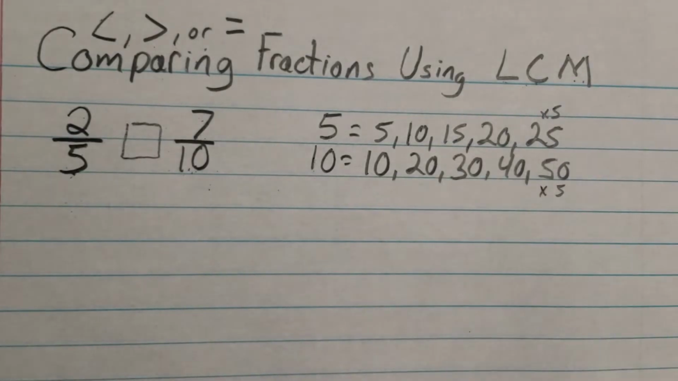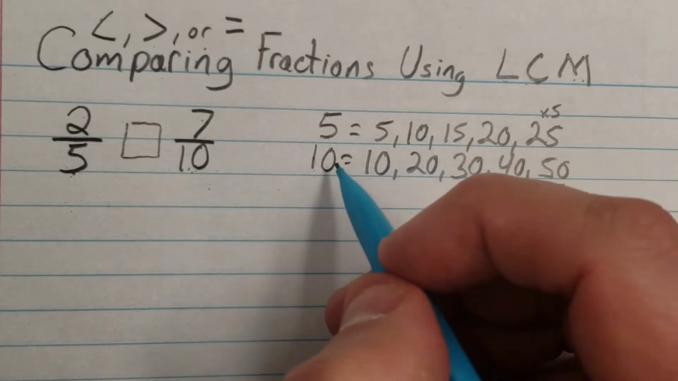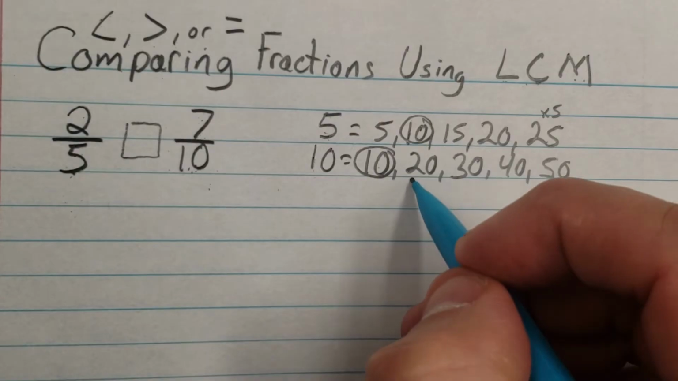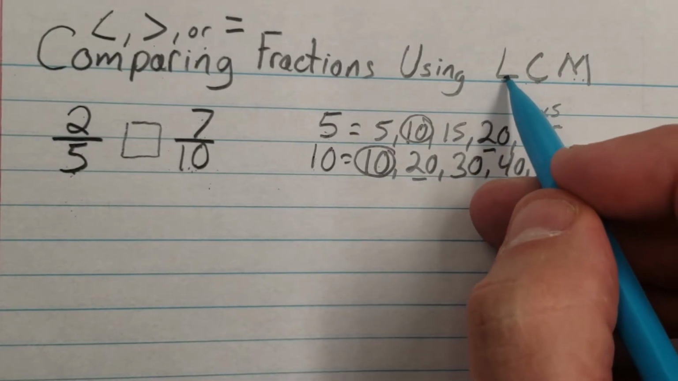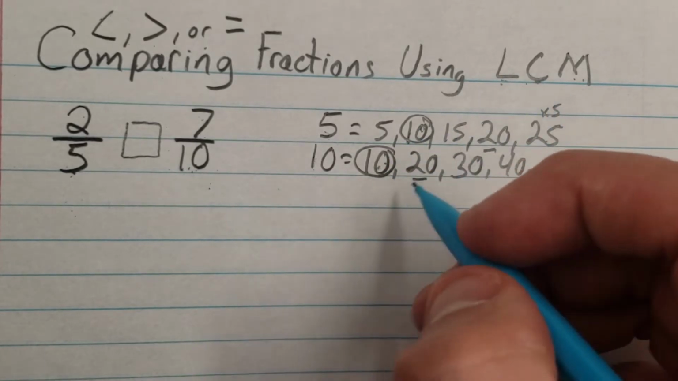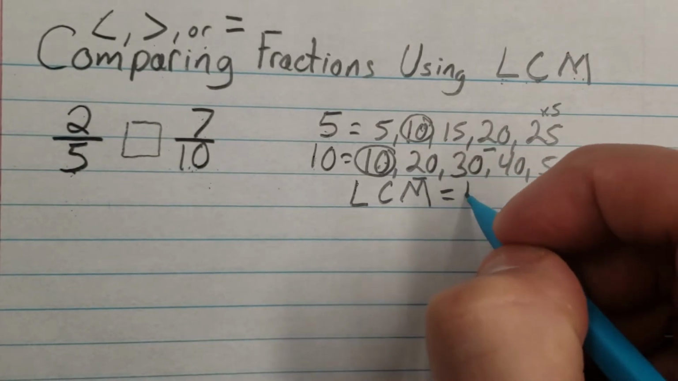Those are our multiples. Now we need to find what they have in common. That means the same. 10 has a 10 on it, and so does 5. Notice they both have a 20, but 20 would not be the least. Least means the smallest or the littlest number. They both have a 10, and that's the littlest one. So 10 is our LCM.